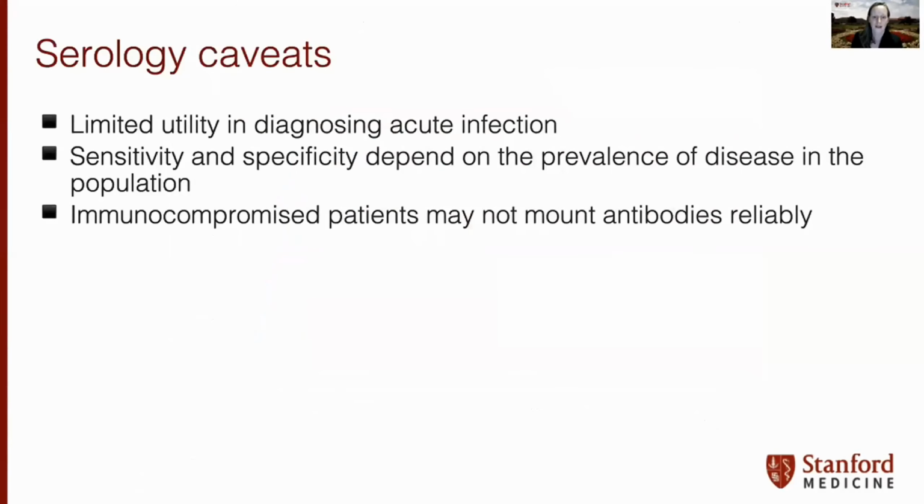Because antibodies can take weeks to reliably develop, serology has a limited utility in diagnosing acute infection. The sensitivity and specificity of serology depend on the disease prevalence in the population. For example, in an area with low prevalence of disease, a positive IgG is more likely to represent a false positive than in an area with a high prevalence. An issue unique to the transplant population is that serology results may not be reliable due to the altered immune response. For all these reasons, serology is not recommended to make the diagnosis of COVID-19 at this time. Serology is currently most helpful for epidemiologic studies and ongoing surveillance.